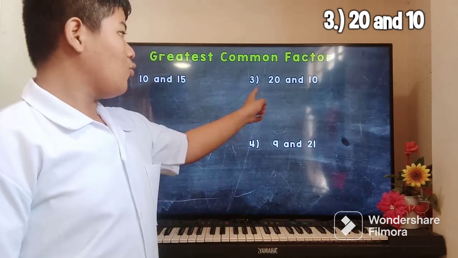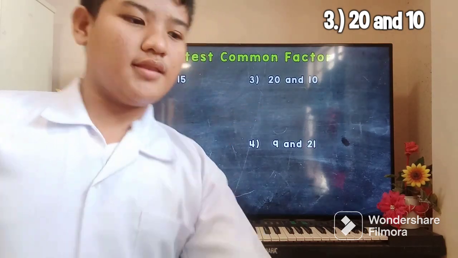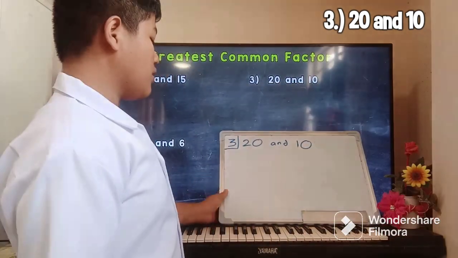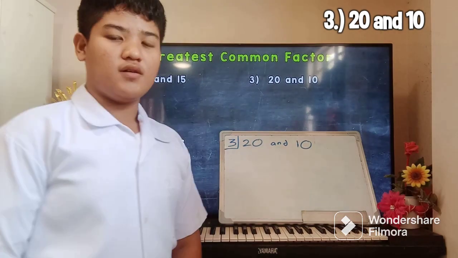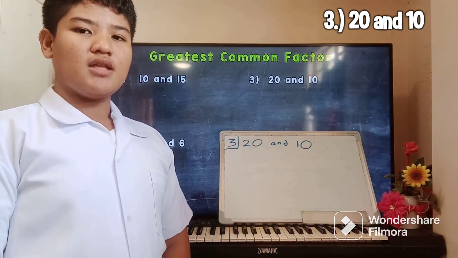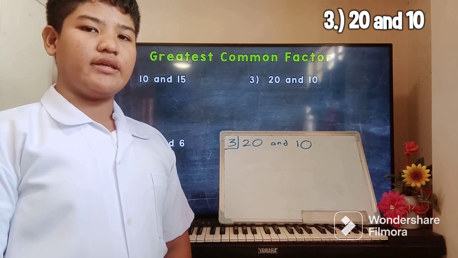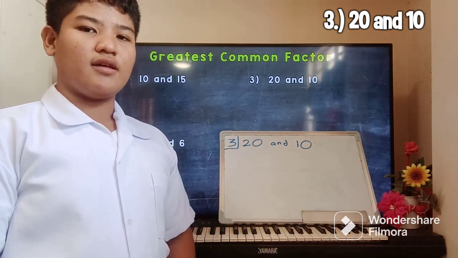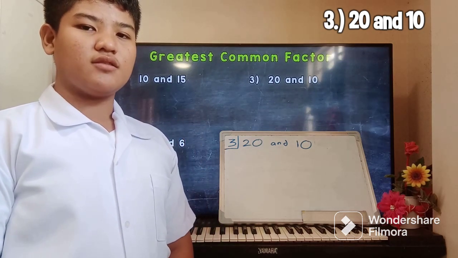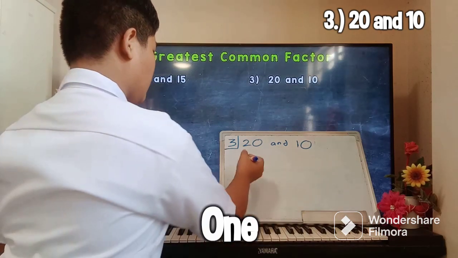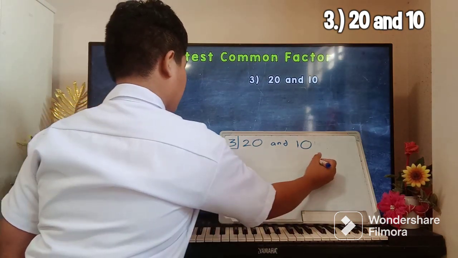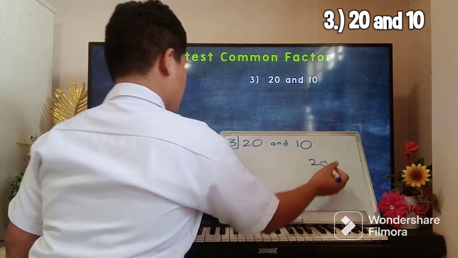Number 3, 20 and 10. We must find the greatest common factor of 20 and 10. Let's start with number 20. What is the lowest number that we can multiply to get 20? If your answer is 1, you are correct because 1 times 20 is equal to 20. So we will write 1. On the other side, we will write 20.